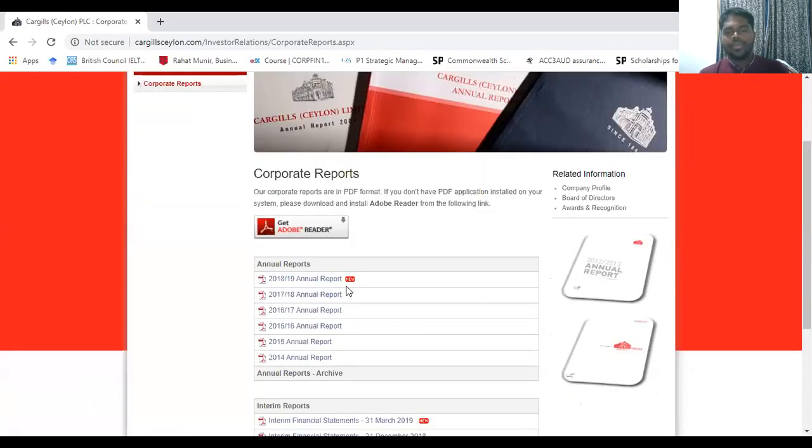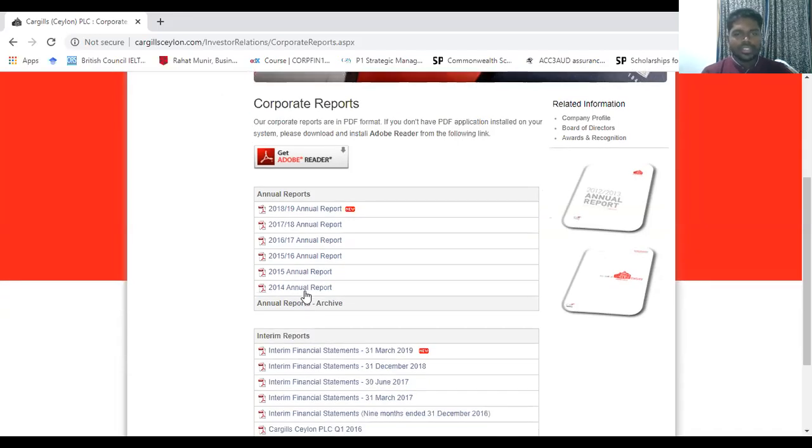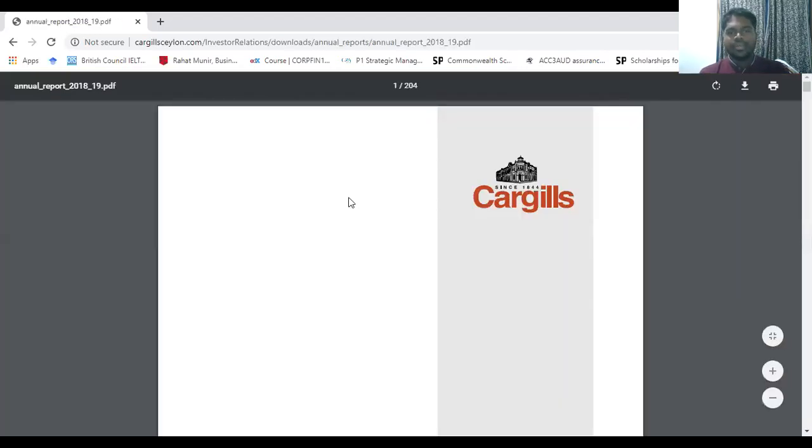Now I'm going to show a sample of the auditor's report. You can find the auditor's report in the annual report. Cargills PLC normally uploads 6 years of annual reports. We will click on the recent one, the 2018/19 annual report. Just click on it. This is downloading. It's in PDF format. You can see a total of 204 pages are there.